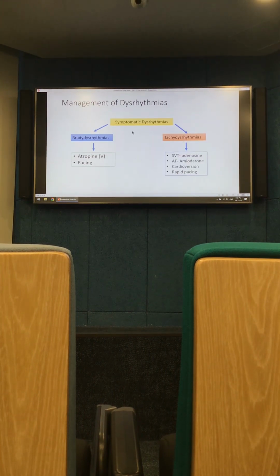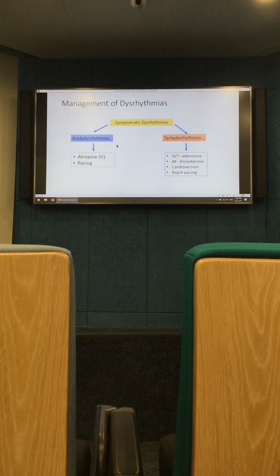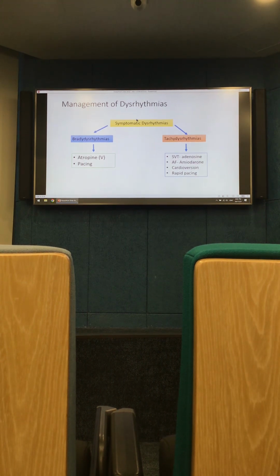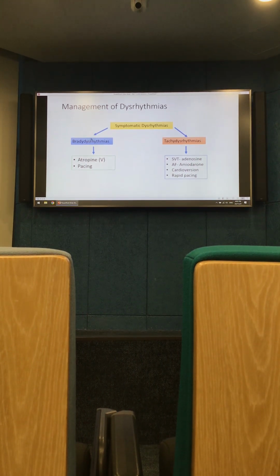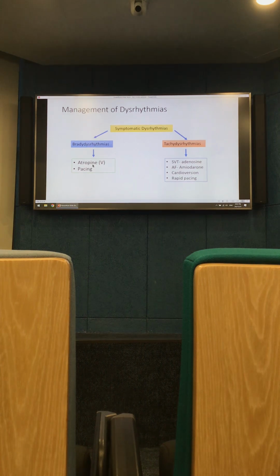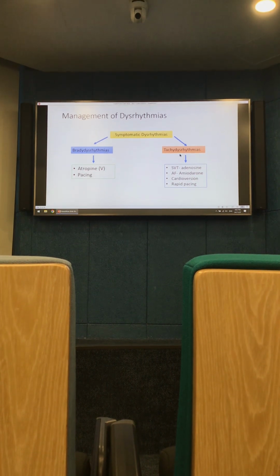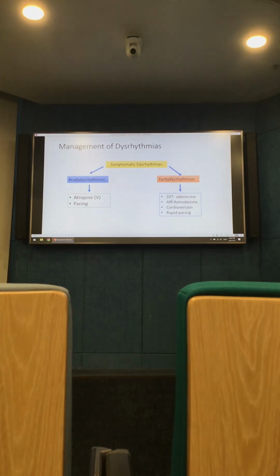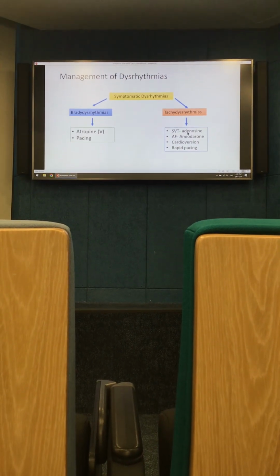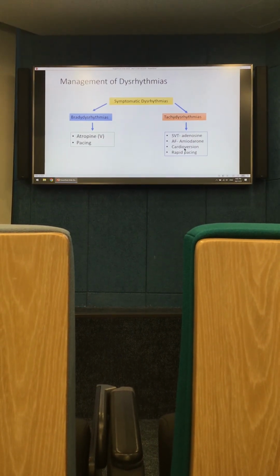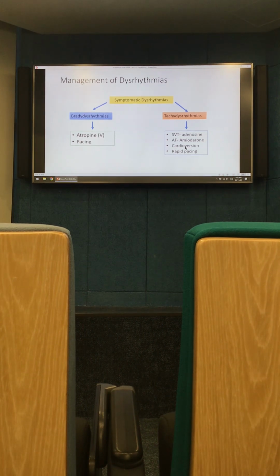And then this is just a summary. Make sure you understand what's the management of dyspnea. If your patient has bradycardia dyspnea, we start with some atropine and we use pacing. Or tachycardia dyspnea, we start with some SVT or AF medication, or we use cardioversion or pacing for the patient.